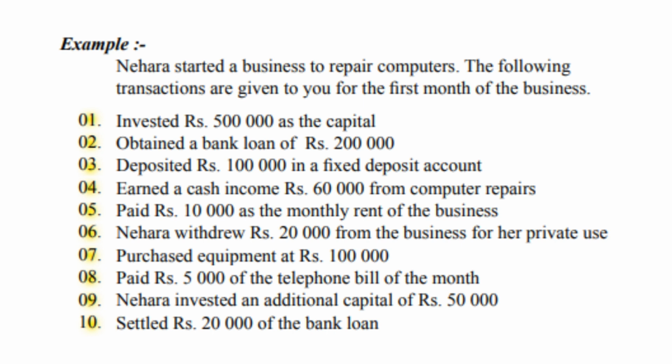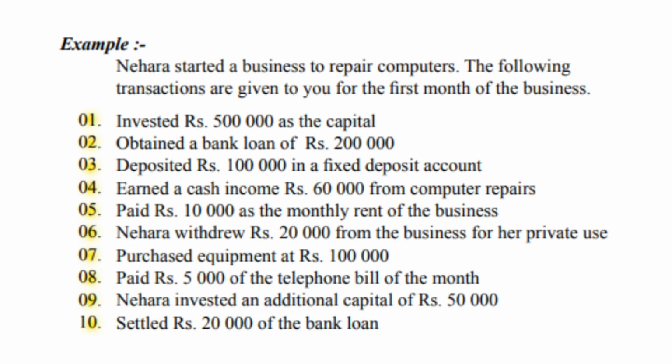Now we have to show the impacts of the above transactions in an accounting equation. So first we have to identify how many assets are given. Here there are 3 assets: number 1 cash, number 2 fixed deposit, and number 3 equipment. Then next we have to identify how many liabilities are given. Here there is only one liability, that is bank loan.